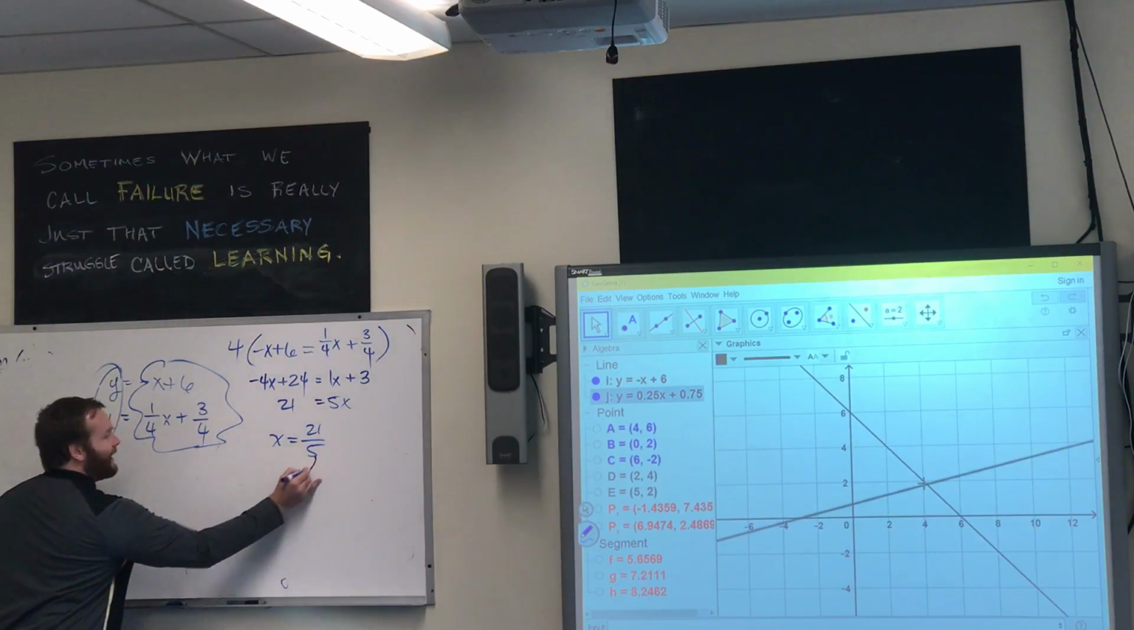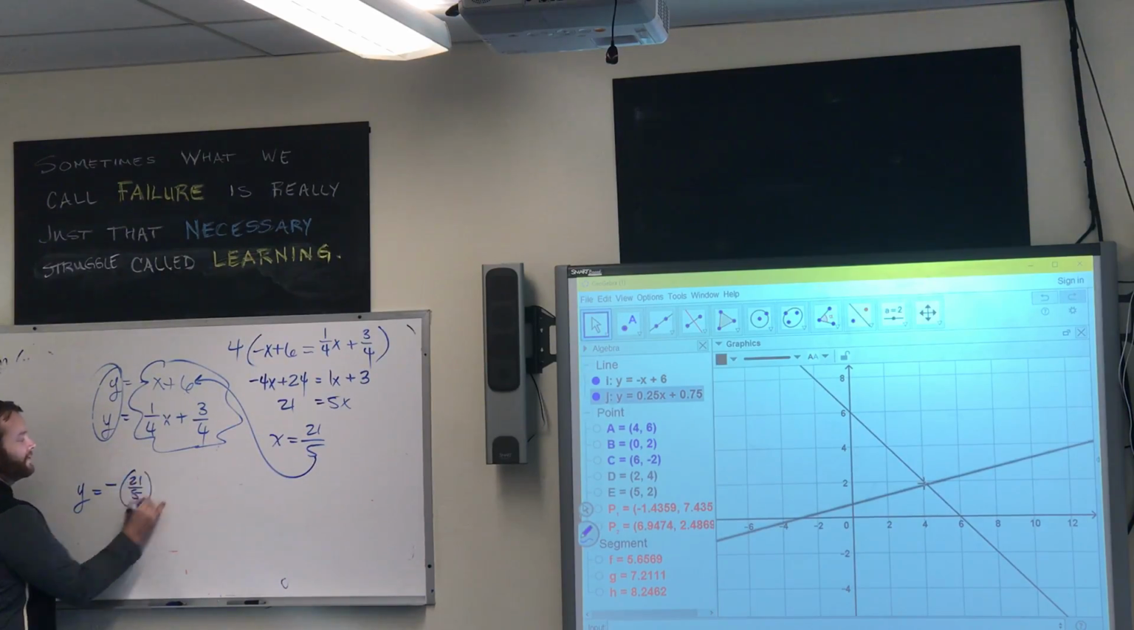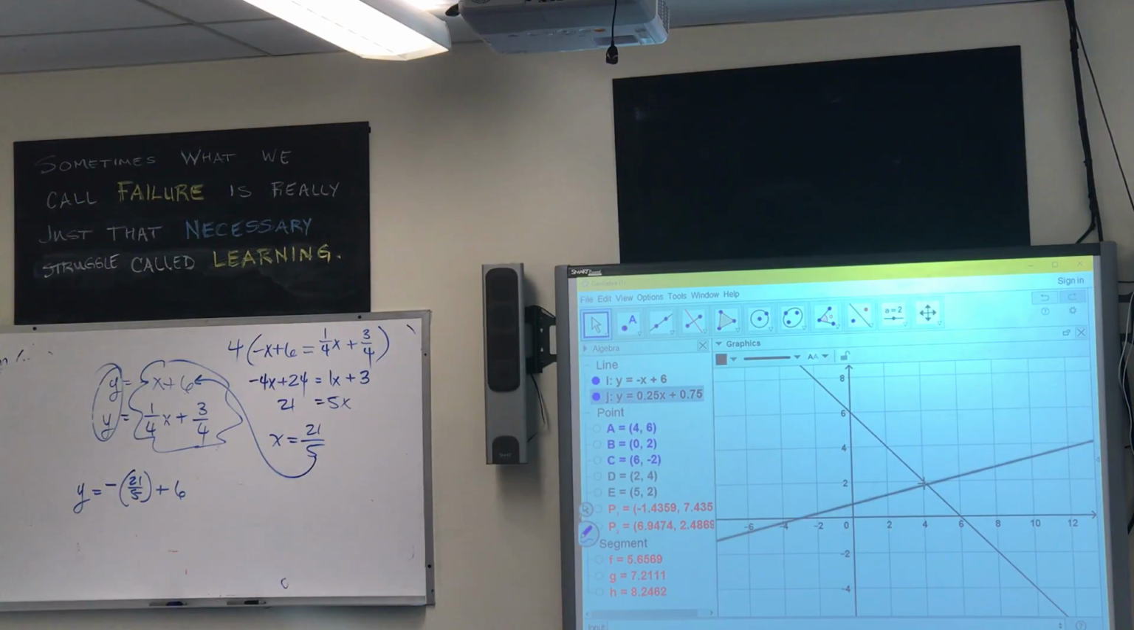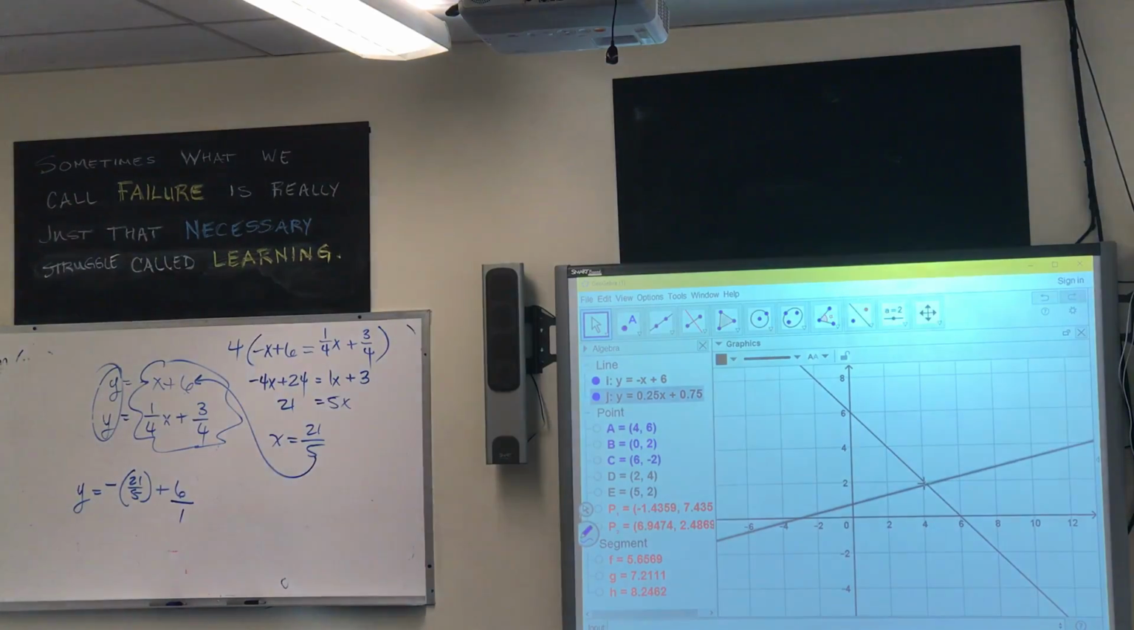Do I have the ability to take that x and plug it back in here to find the y? Yeah. So y then is equal to negative 21/5 plus 6. How do I add fractions? Common denominator. What would my common denominator here be? 30. Careful. There's a littler one, but I don't want to use it. You want to make this 30, but the common denominator is going to be 5. If you guys can't figure out the common denominator, take every denominator up there and multiply them together.